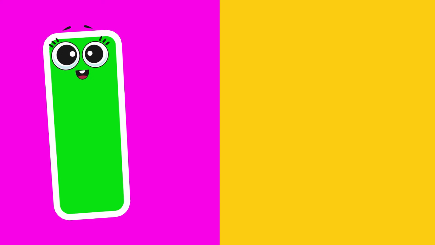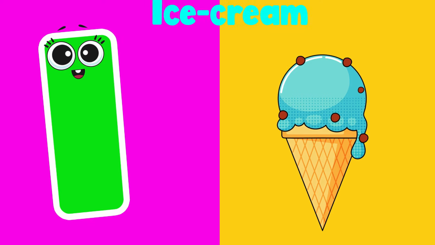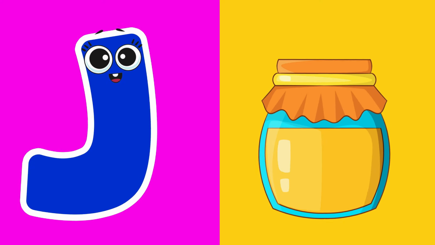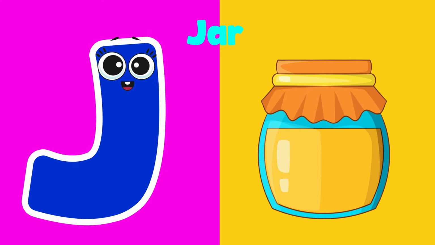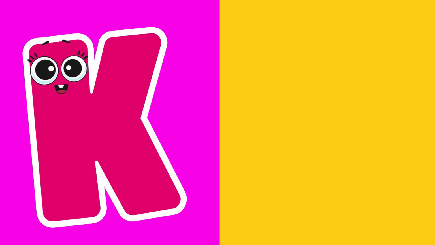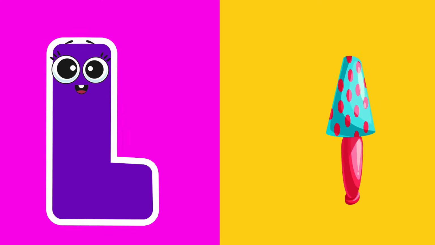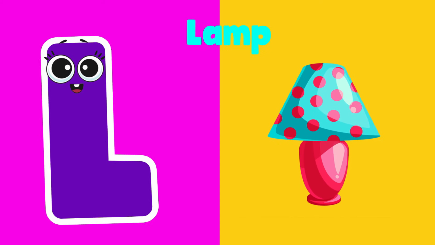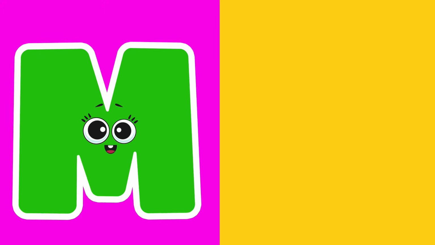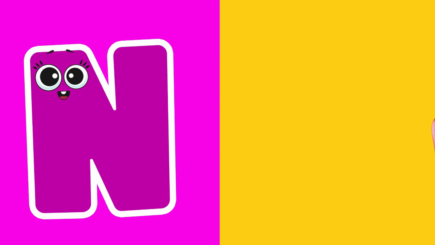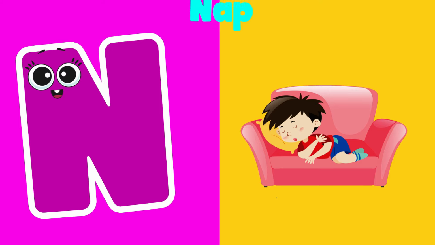I, ice cream. Ice cream. J, jar. Jar. K, kernel. Kernel. L, lamb. Lamb. M, mailbox. Mailbox. N, knob. Knob.